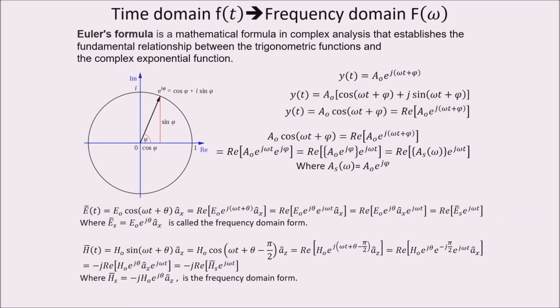So we come up with j real Hs e to the power j omega t. So finally, the frequency domain form will be Hs equal to negative j H naught e to the power j theta a_z in the frequency domain.